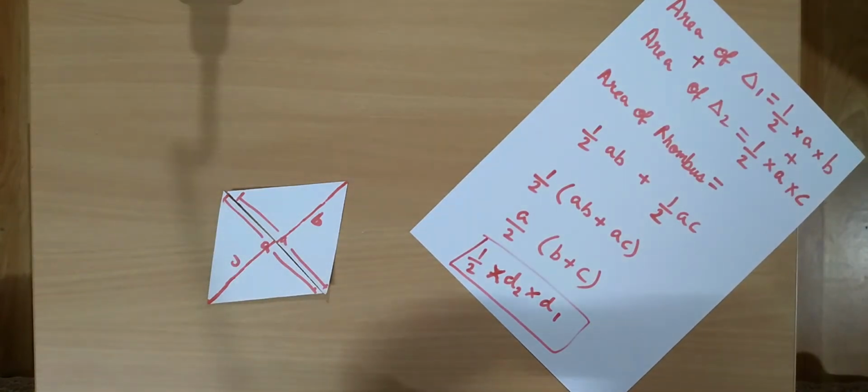So that is how we find the area of a rhombus using two methods. We can use this formula, or we can use the formula for the area of a parallelogram. That's it.